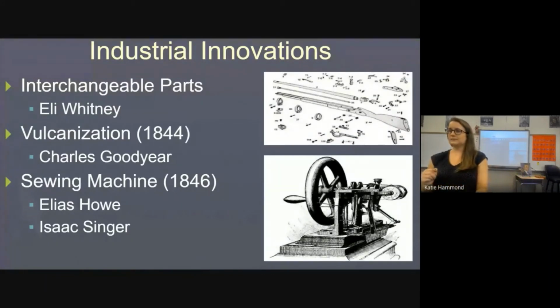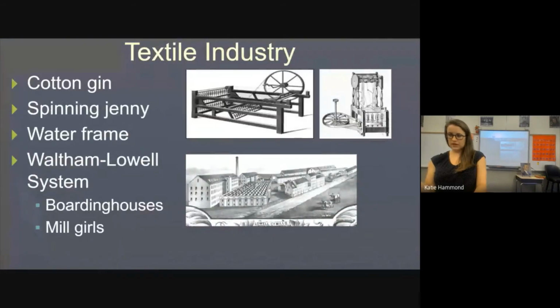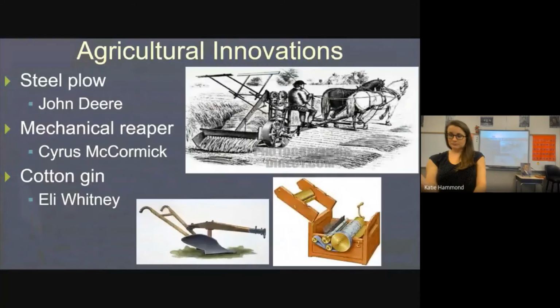Okay, what's next? Is that it? All right, let me see if there's anything. Just to clarify, we talked about the cotton gin. We talked about the spinning jenny in chapter 9. The water frame is the spinning jenny, but powered by water. We talked about the mill girls and factories in Lowell, Massachusetts, near Boston.